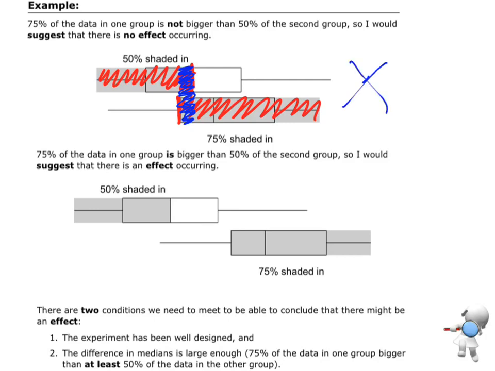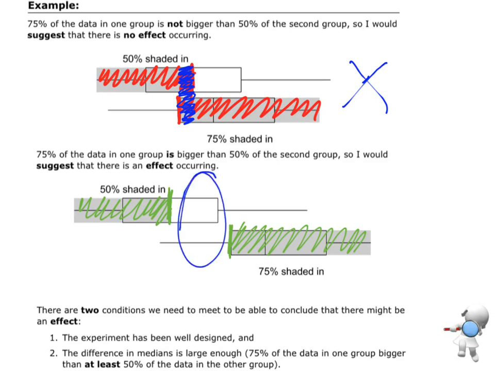All right, I don't have enough evidence to say one group tends to be bigger than another. Whereas if I look at the graph underneath, I'm going to take my lowest median and shade in 50% below that. And then the bigger group, I'm going to take my lower quartile and shade in 75% of that. And I can see there that there is a space in here between them where there's no overlap. All right, so because there is no overlap, I'm going to suggest that there is an effect occurring.